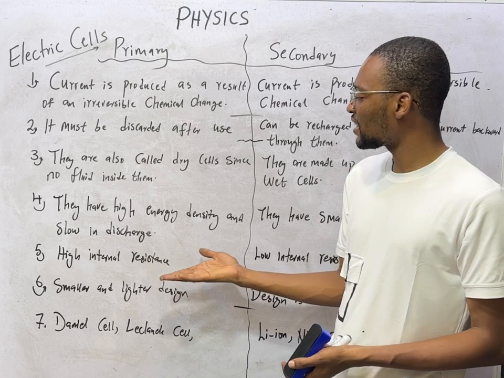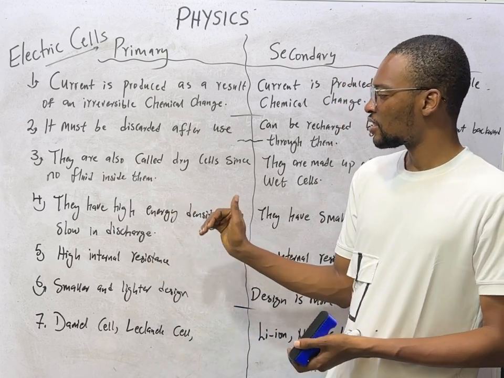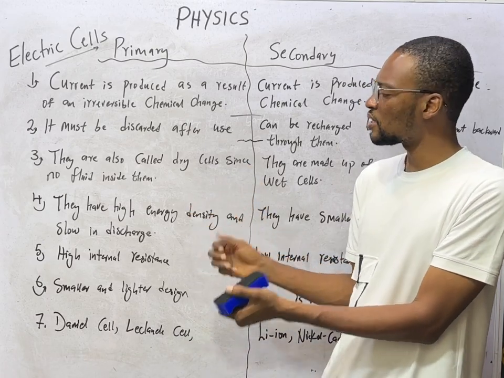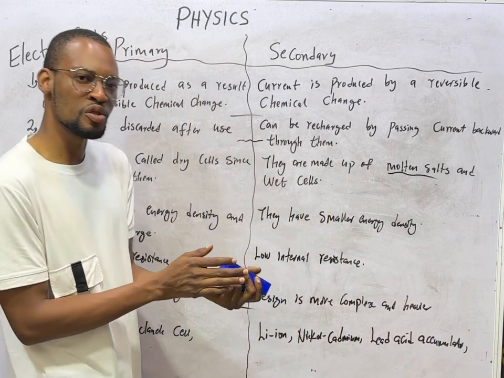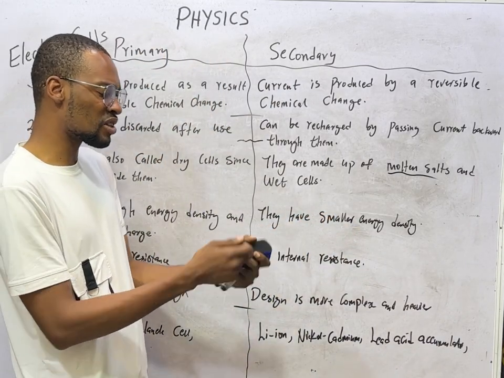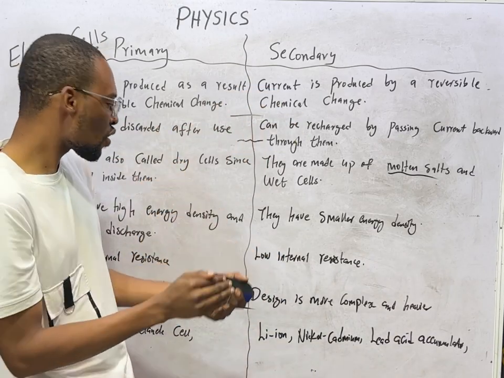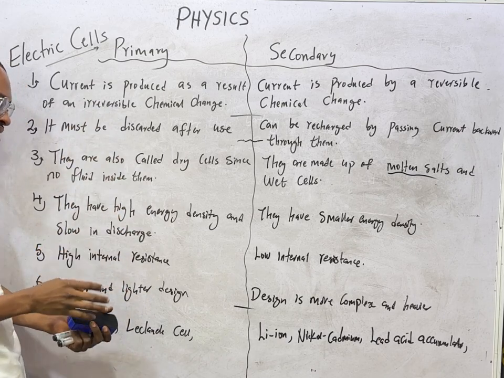Primary cells have high energy density, and they are slow to discharge. That means the energy per volume is much. They are thicker, but secondary cells have smaller energy density. Which means for a secondary cell, you can actually open it and have space in it. But for this one, it is compact. Primary cells have high internal resistance.